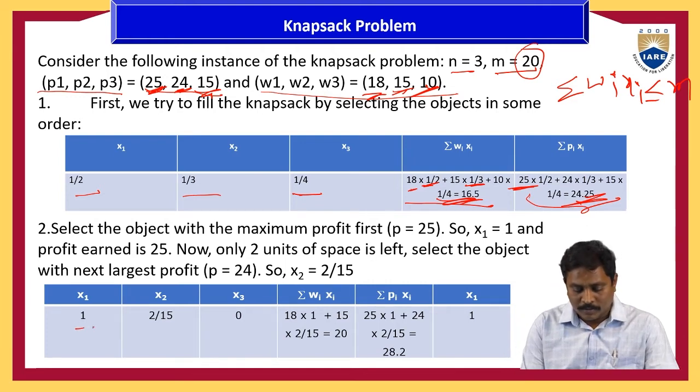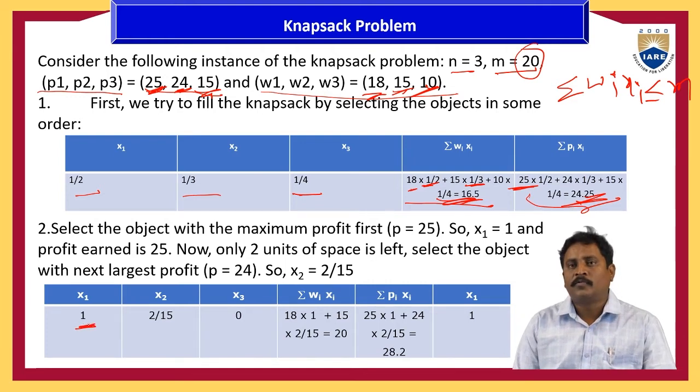Suppose we take x1 fully, that means we take 18 and insert that value. How much capacity remains in the maximum capacity? 2. This 2 we take from the second weight, so 2 by 15. For the third object, there is no chance to insert it into the bag, so we take that value as 0.